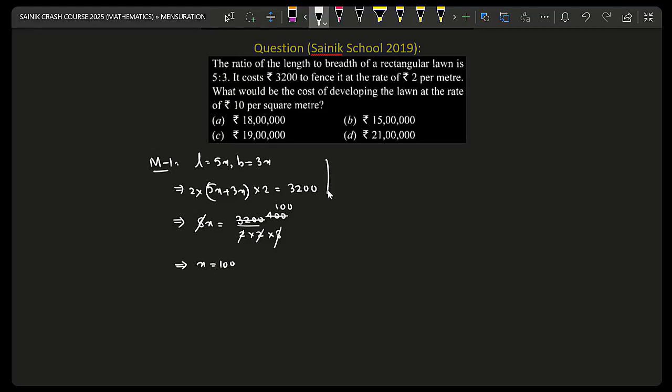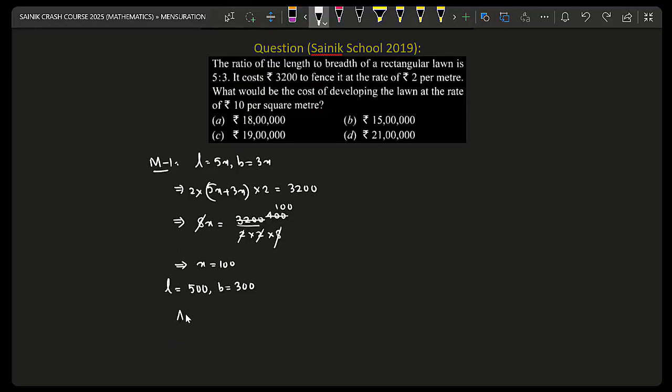So we got length and breadth, right? Yes, sir. What is the length? Sir, length is 500. Breadth is 300. Sir, then 500 into 500 plus 300. Why 500 plus 300? Sir, for land developing it is 10 per square meter. Square meter is the unit of area or perimeter? Area. So we need to find the area. So what is the area? Sir, 500 into 300.